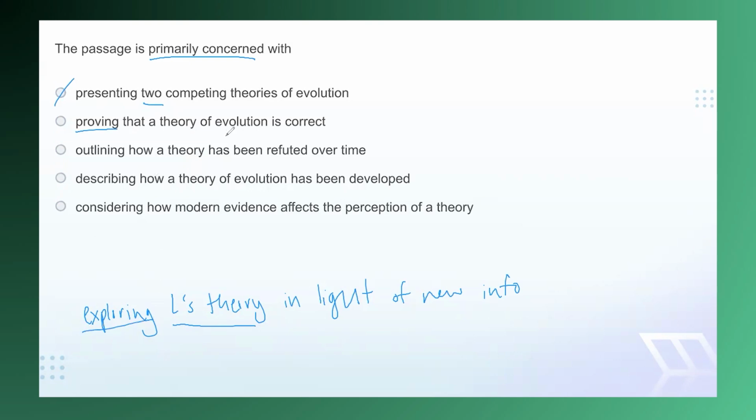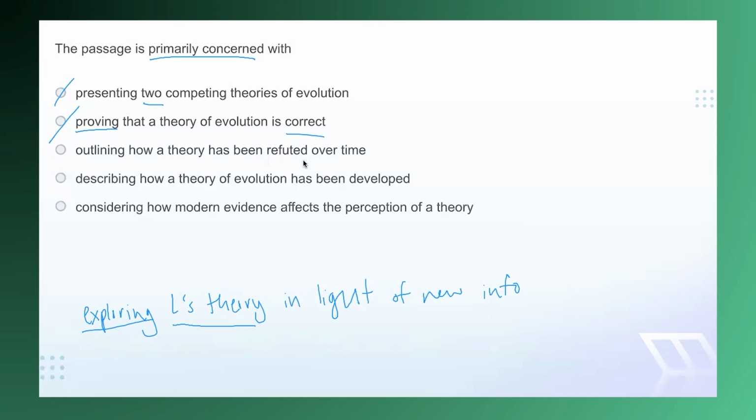But notably, this theory is entirely wrong outside of the one extremely small group, the few single-celled organisms. So certainly this theory is not being proven correct. Eliminate. C. All right, outlining is more in line with the tone of the passage than proving. And as we just established, the theory has been largely refuted over time.